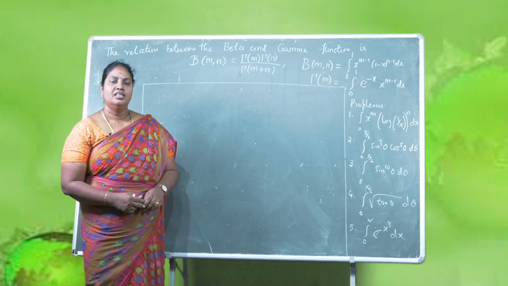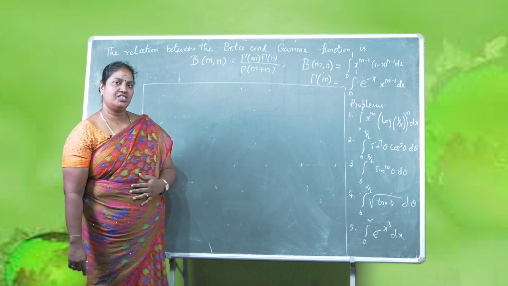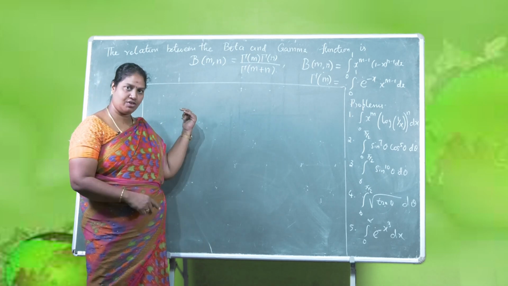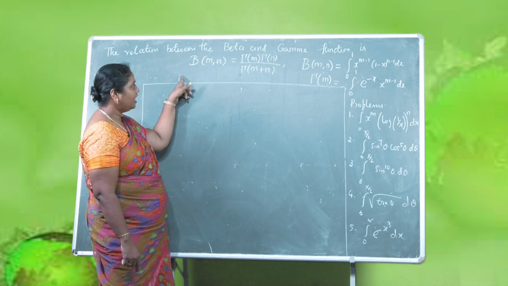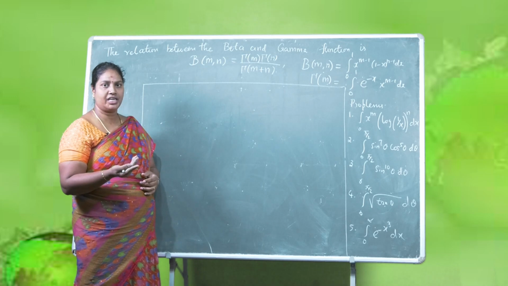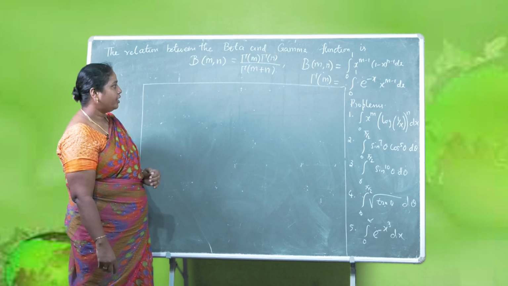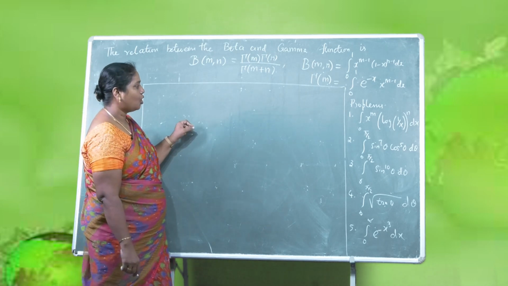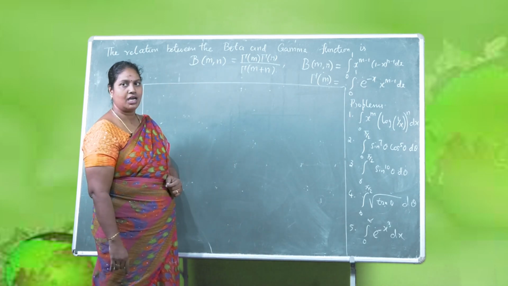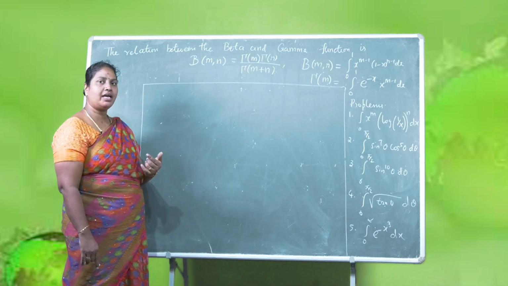Good morning to all. Today we are going to see problems related to beta and gamma functions. In the last module we discussed the definitions of the beta function and gamma function, the relation between the beta and gamma functions, some properties of each, and an important recurrence formula for the gamma function. Today we are going to mainly solve these 5 problems using the relation between beta and gamma functions. Let us recall that relation.